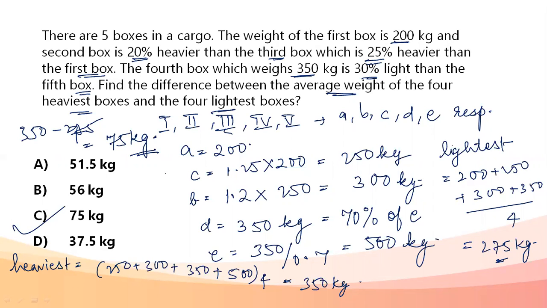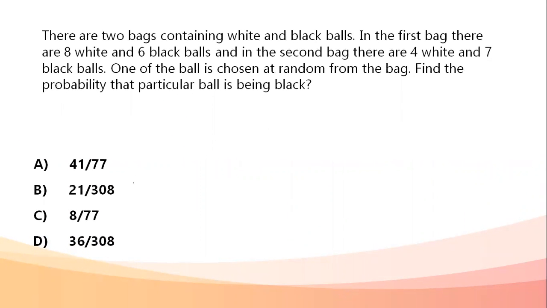Only thing that we had to do here was write this A, B, C, D, E accordingly and get the answer. Okay, next question. There are two bags containing white and black balls. So two bags, they have those white and black balls in them. Okay, given. Next thing. In the first bag, there are 8 white and 6 black balls, and in the second bag, there are 4 white and 7 black balls. One of the balls is chosen at random from the bag. Find the probability that the particular ball is a black ball.